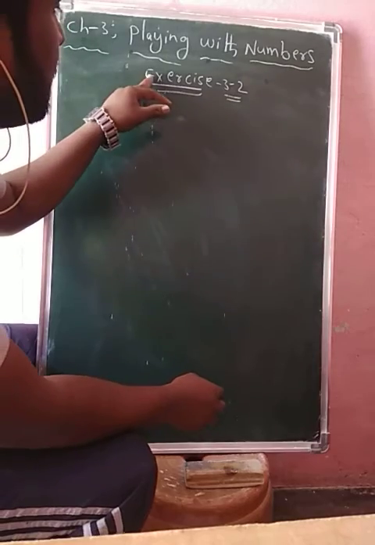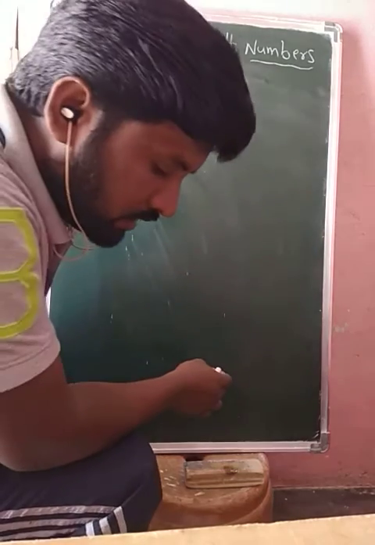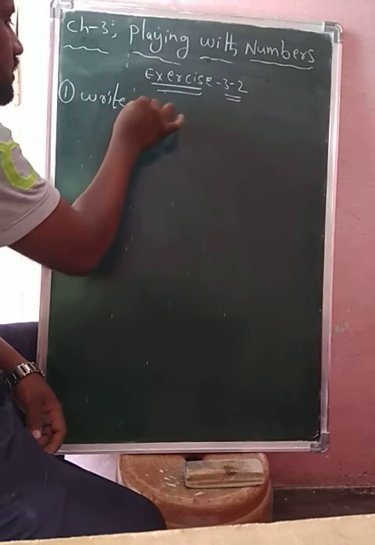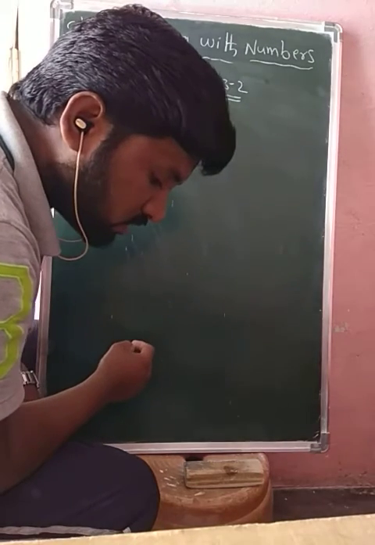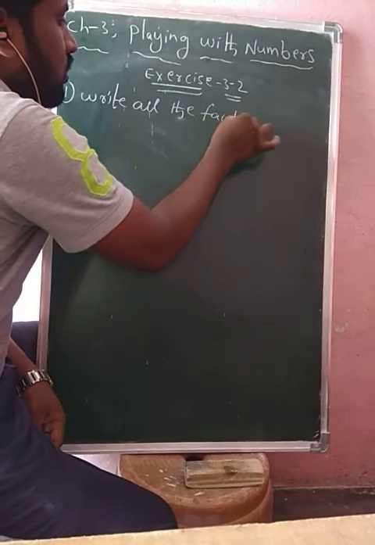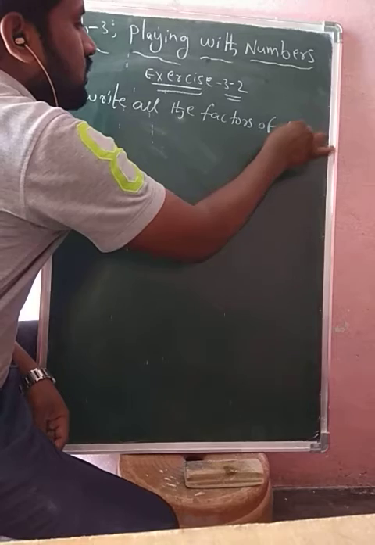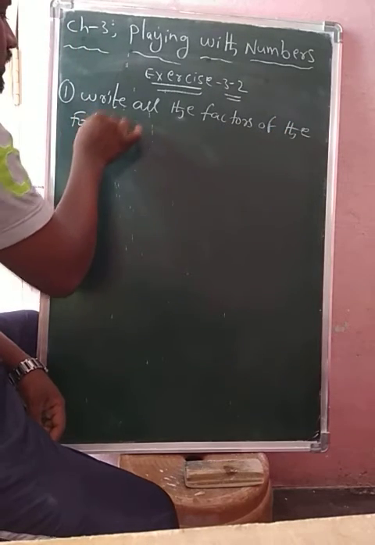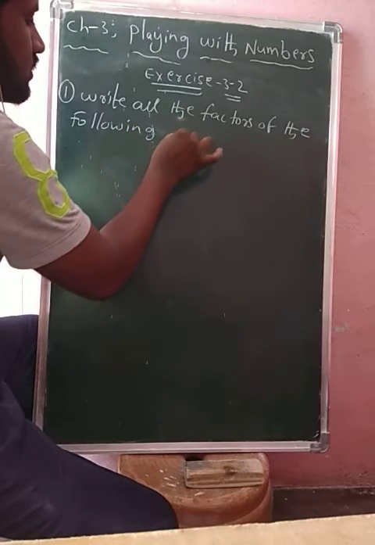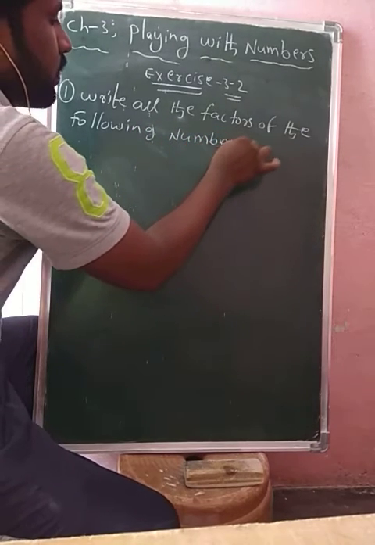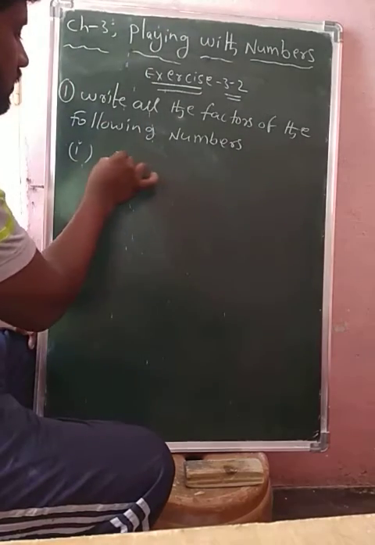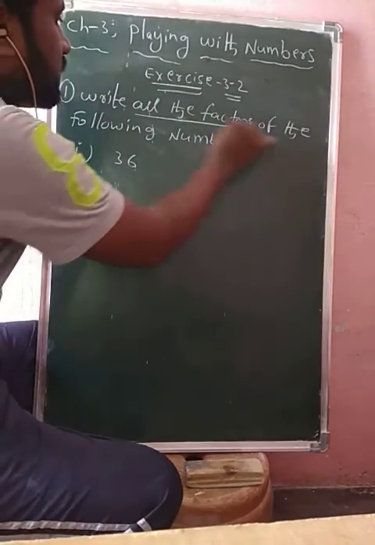In exercise 3.2, the first question is given: write all the factors of the following numbers. The first question is given: 36. So write all the factors of 36.